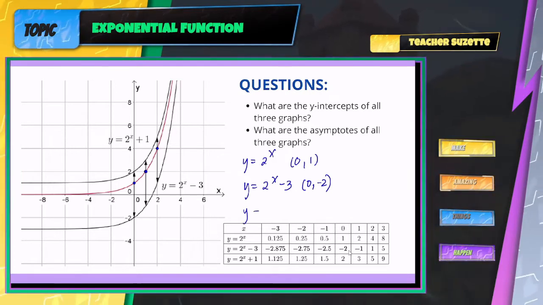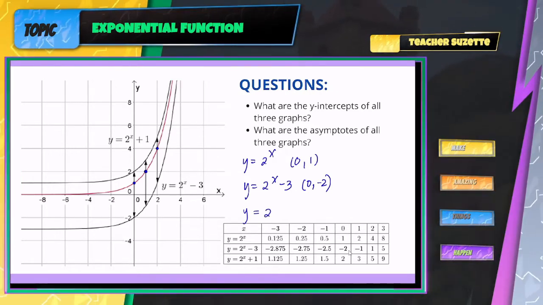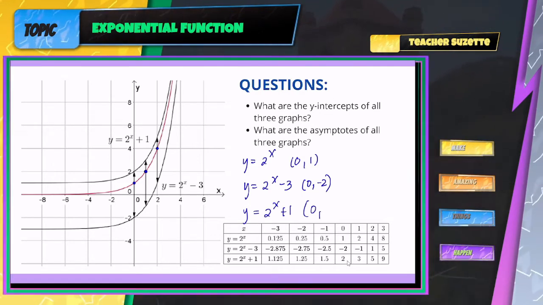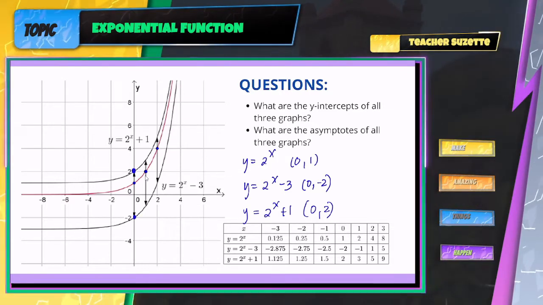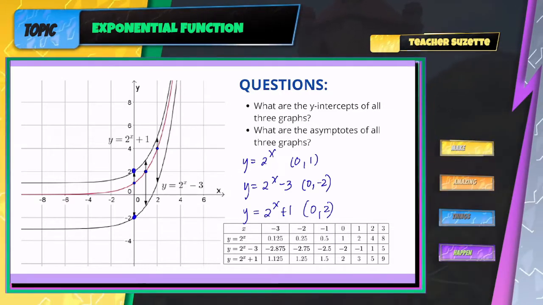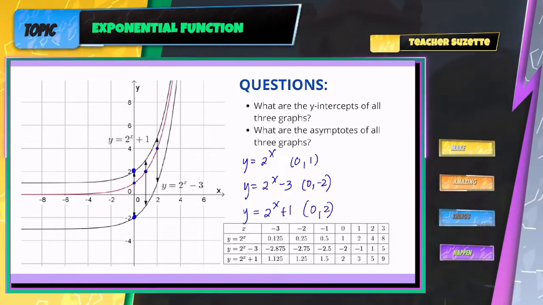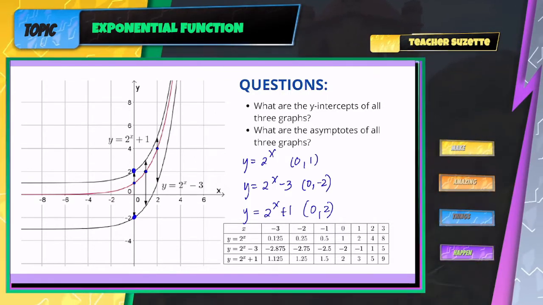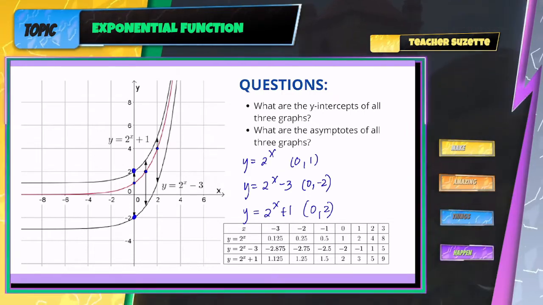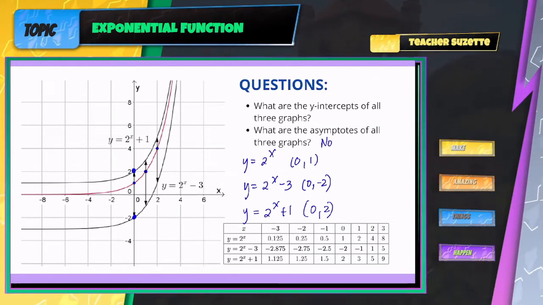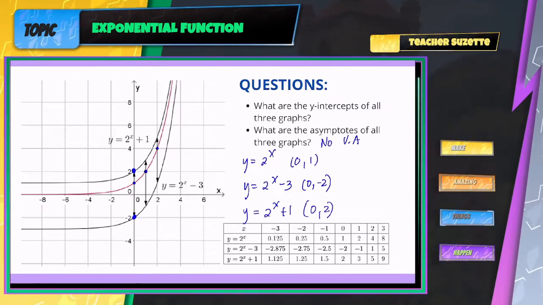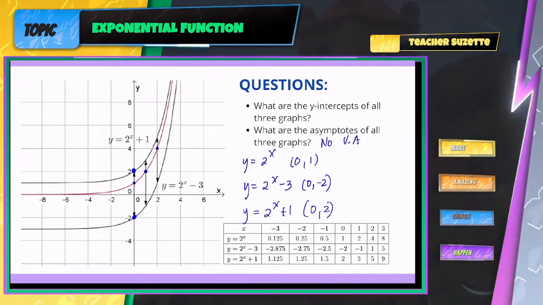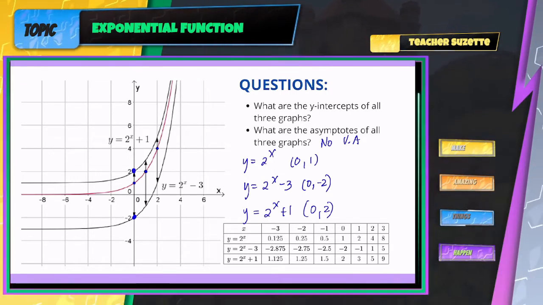Next, for our function y is equal to 2 raised to x plus 1, we have the point (0, 2). So, these are the points being referred to. Next, let's look at the asymptotes of all three graphs. Obviously, upon checking our graph, we can conclude that there is no vertical asymptote. However, we can clearly see that there is a horizontal asymptote.